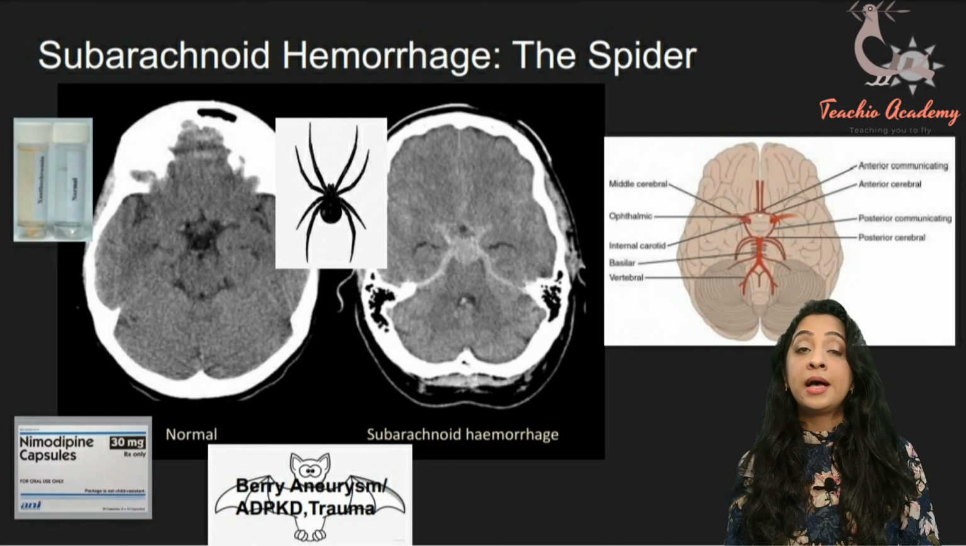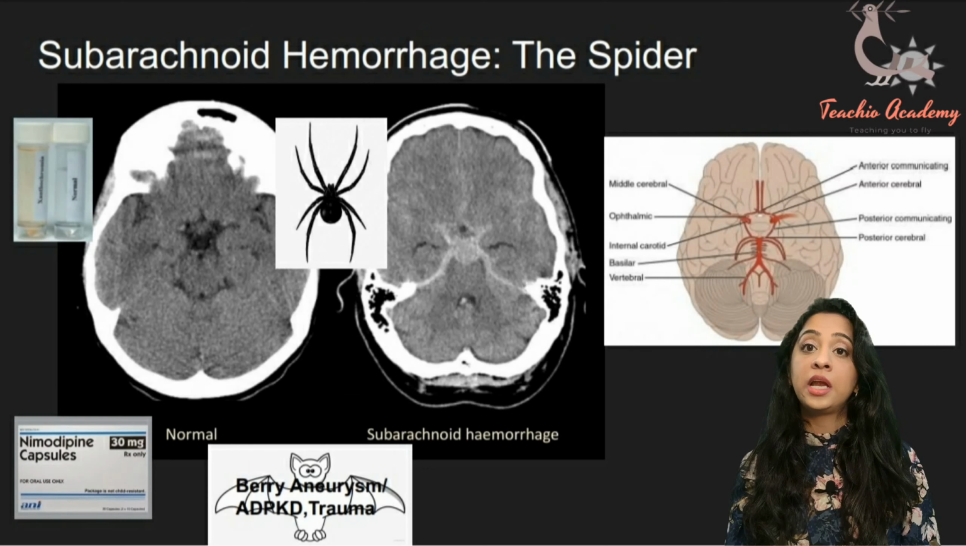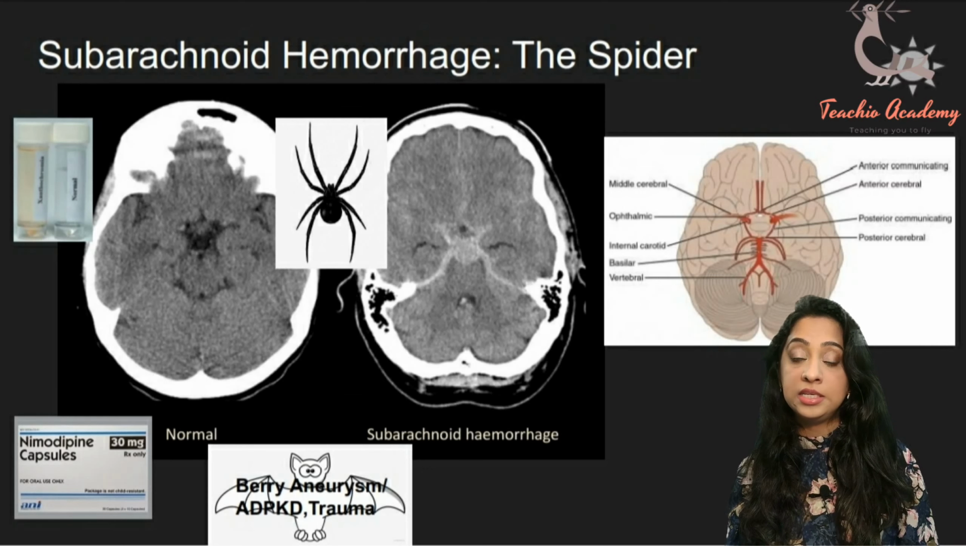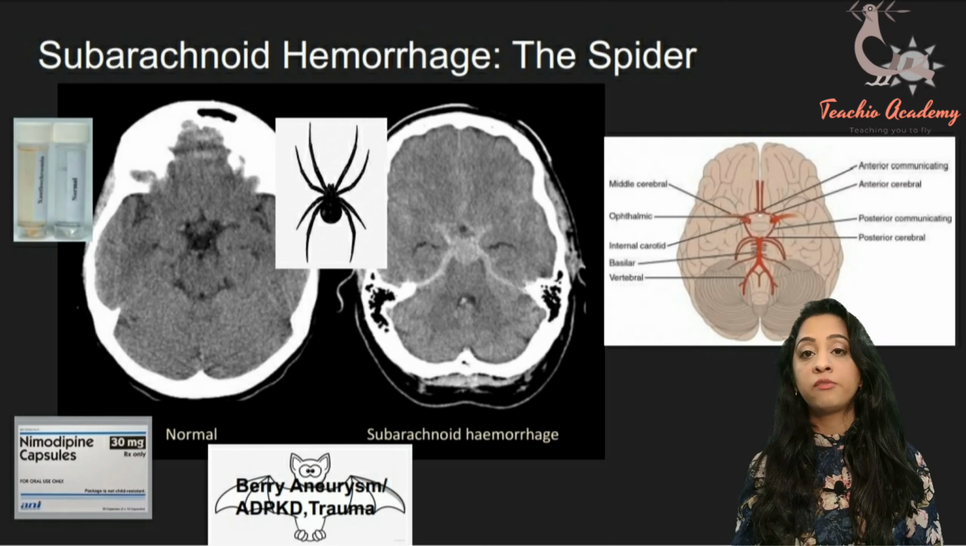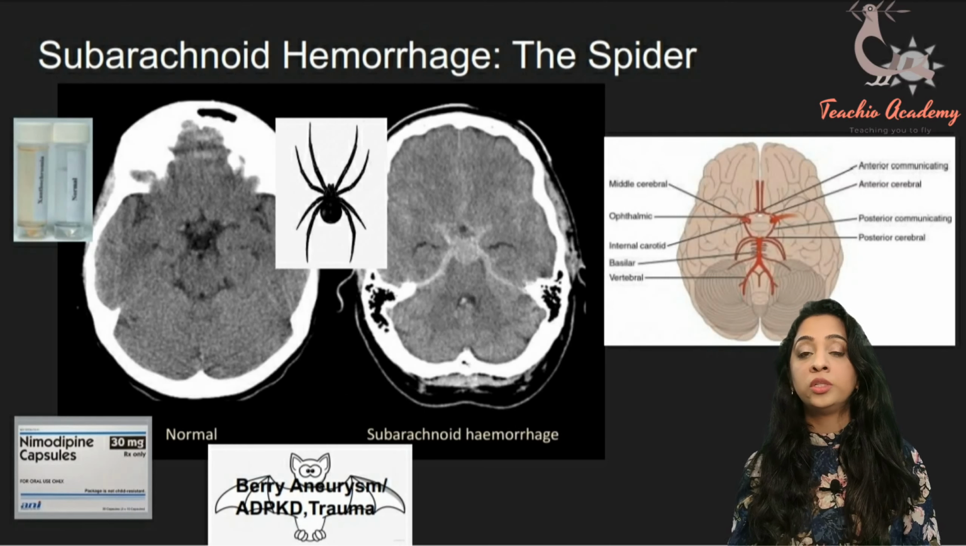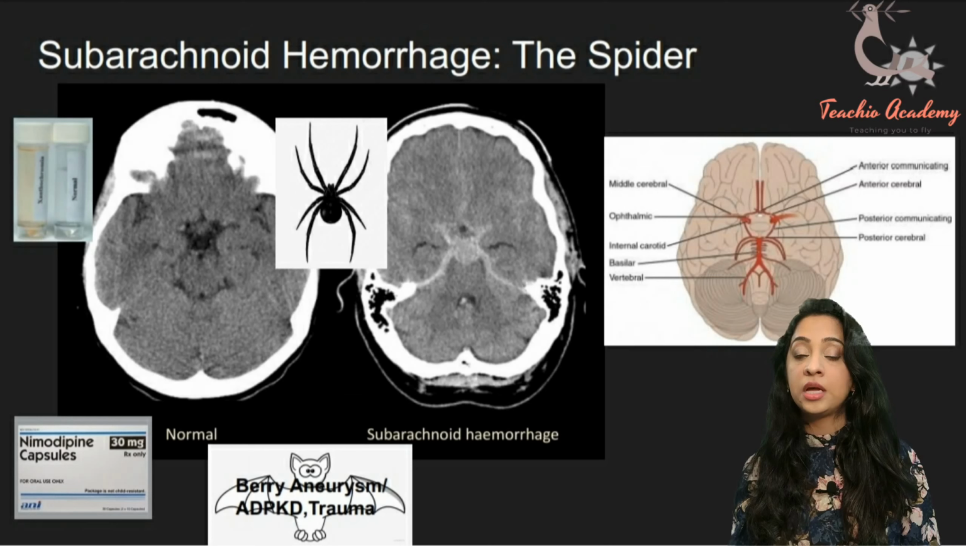Now, sometimes you might not have this classical appearance on your head CT, but the patient might come in with the classical history of a thunderclap headache. So a 10 out of 10 headache which suddenly comes out of the blue, and they've got a history of family members having similar symptoms.